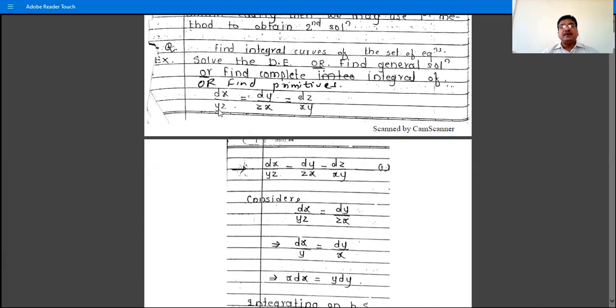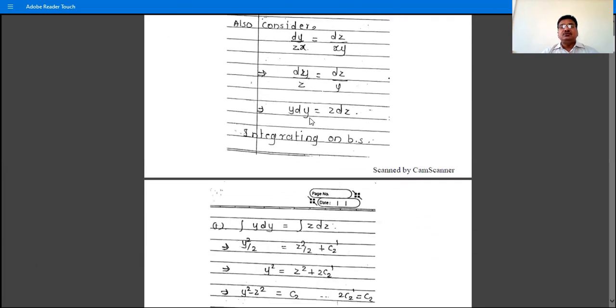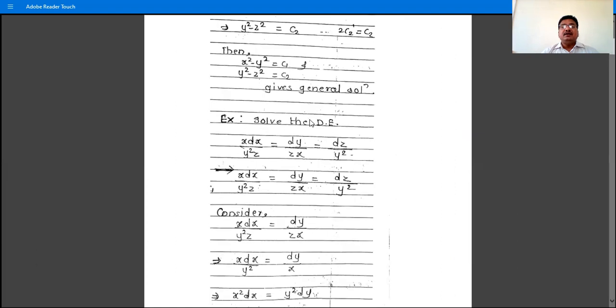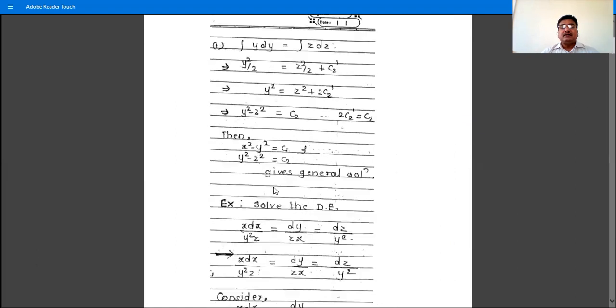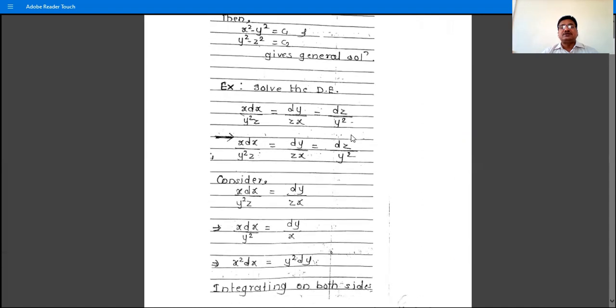If you consider dx by yz and dz by xy, then this y gets cancelled, and then we have an equation of the type dx by z and dz by x. Okay, so we have the two solutions. Any two solutions, then we say that these two combined form the general solution.